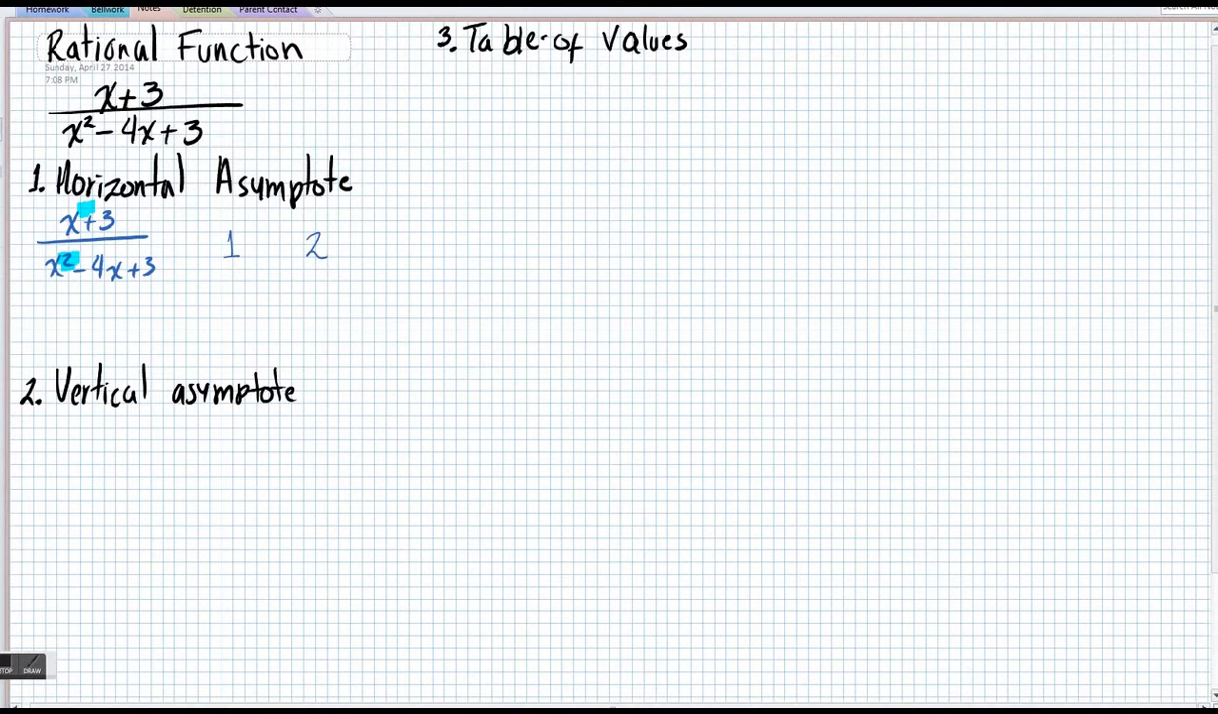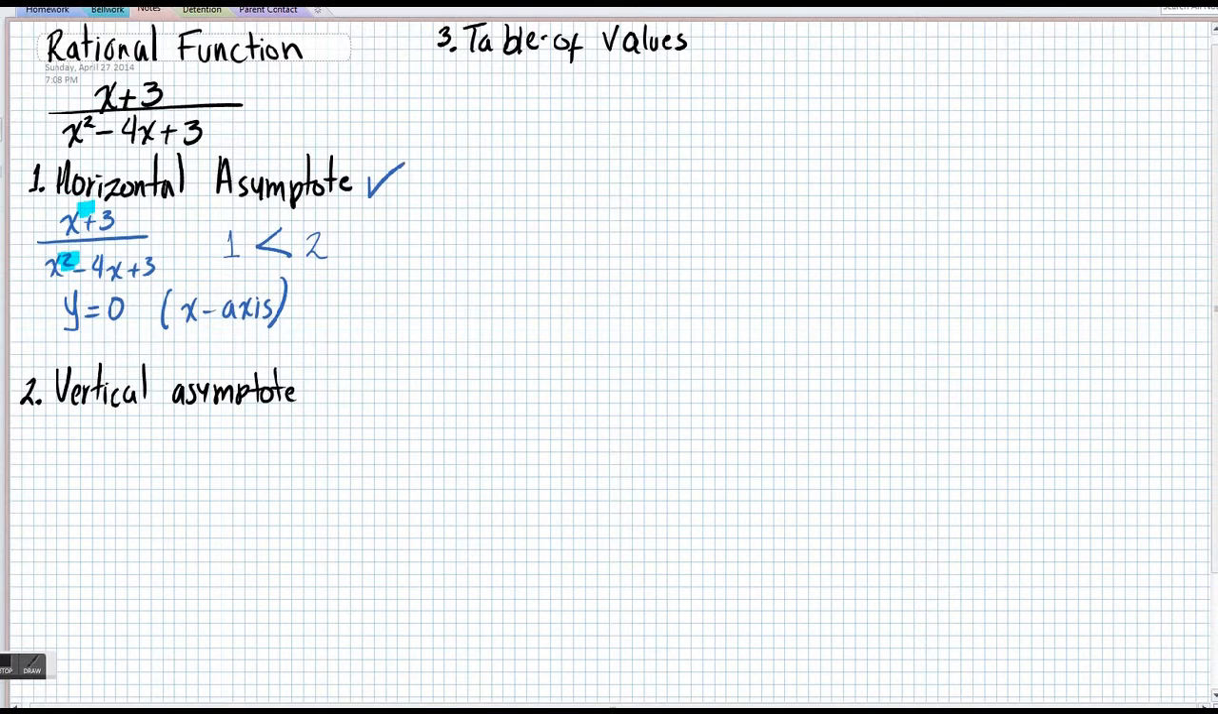Now, we have to decide which one is greater, and of course, by just looking at it, we know that 1 is less than 2. Whenever we have the case that the power in the numerator is less than the power in the denominator, we have a horizontal asymptote that will always equal y is equal to 0, which so happens to be the x-axis. So far, we've done the horizontal asymptote.